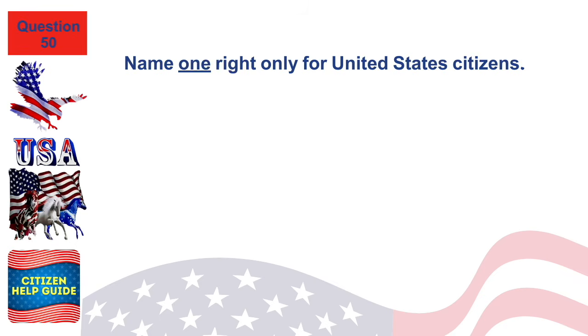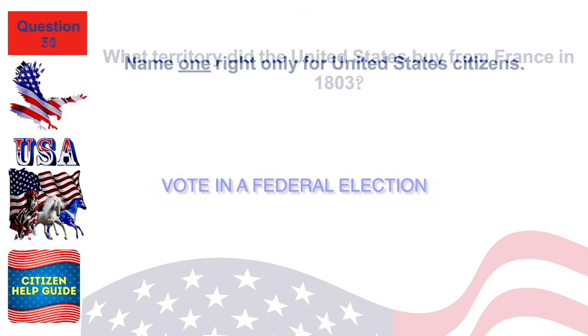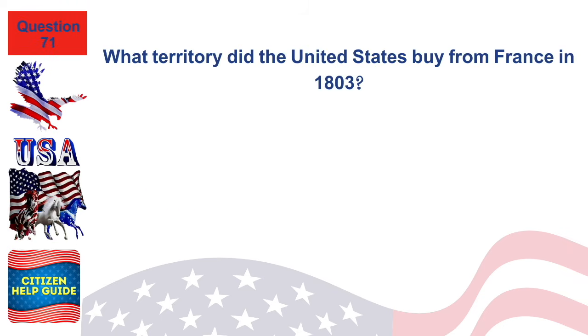Name one right only for United States citizens. Vote in a federal election. What territory did the United States buy from France in 1803? The Louisiana Territory.